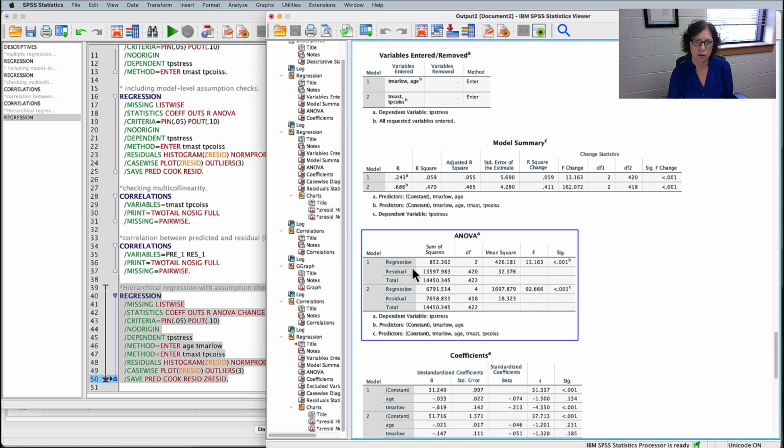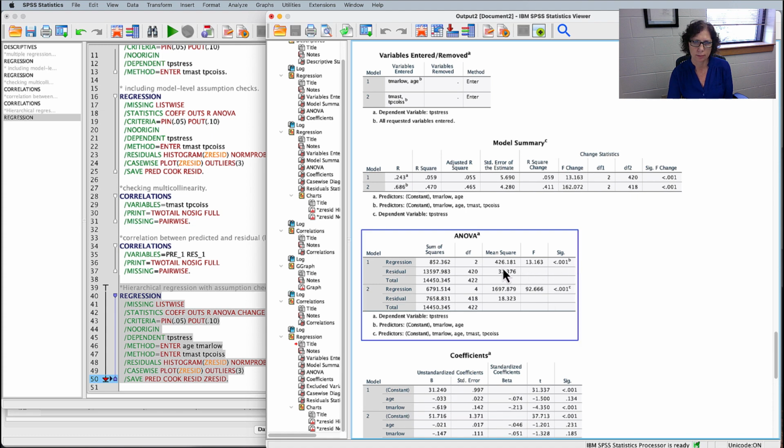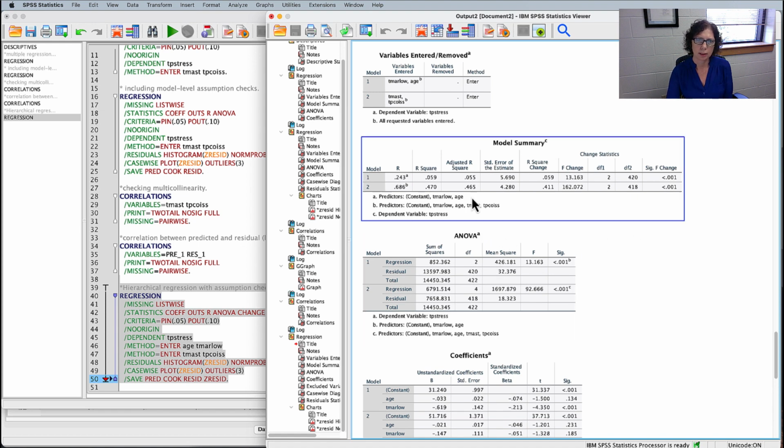Now the model with just age and T-Marlowe was also significant, and it's got its own stats line. And up in here in model summary, we have the R squared, that the effect size of model 2 that had all of the variables in it was 0.470.